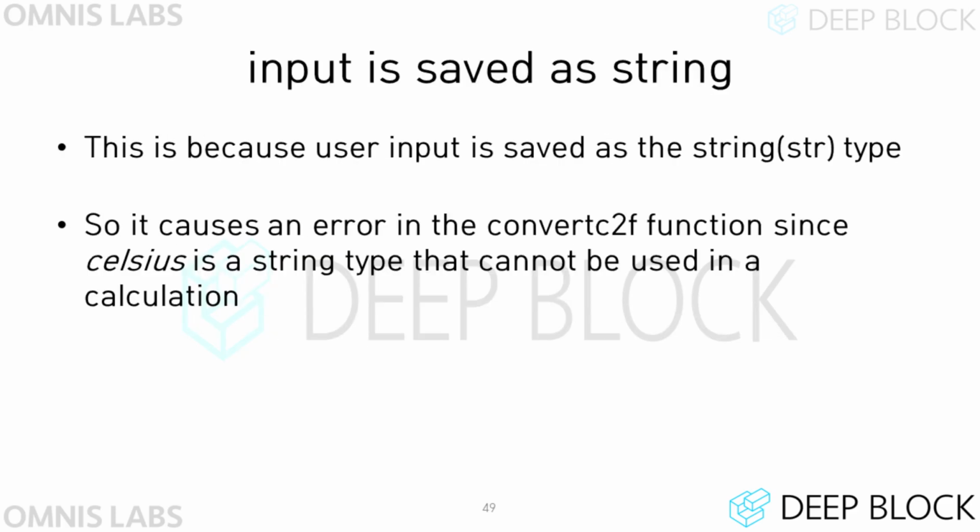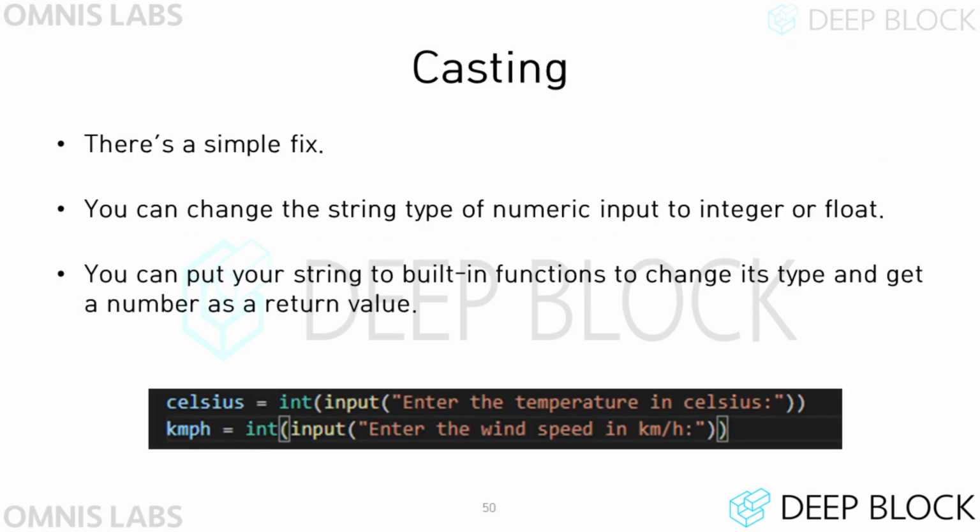This is because the user input value received by the input function is returned as string type. So the convert_c_to_f function throws an error, because the string type was used in the process of calculating the Celsius value. There is an easy way to fix this error. It is to convert the string type to integer or float type.